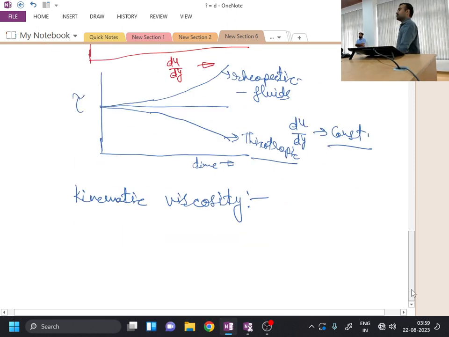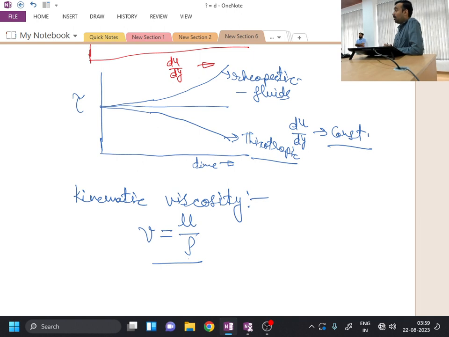Can you tell me what is kinematic viscosity? It is given by the symbol nu, and it is nothing but the ratio of dynamic viscosity by density. Kinematic viscosity is very important whenever we study fluid flow and heat transfer problems. Typically, whenever we study the relative competition between the momentum transfer and the heat transfer, then comes its importance.